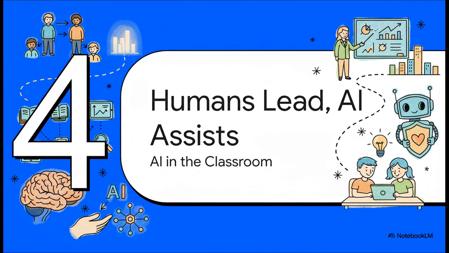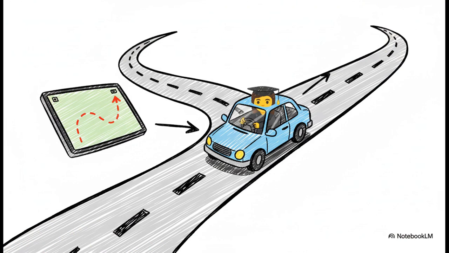Okay, so we've established that it's safe, but what does this actually look like in the classroom? Well, this section gets right to it. AI is here to support learning, not to replace it. This is the perfect way to think about it. Imagine AI is a GPS. It can give you directions, maybe suggest a few different routes, and offer up information. But the student is always the driver. They're the one who sets the destination, makes the final turns, and uses their own judgment and values to navigate the trip. It's simple. Humans lead, and AI assists.